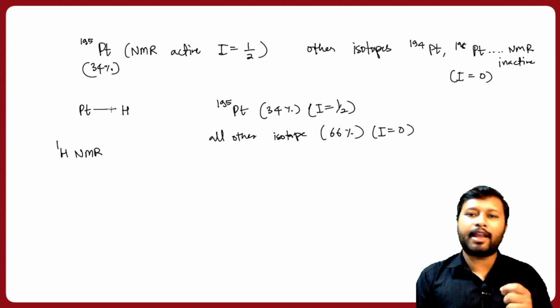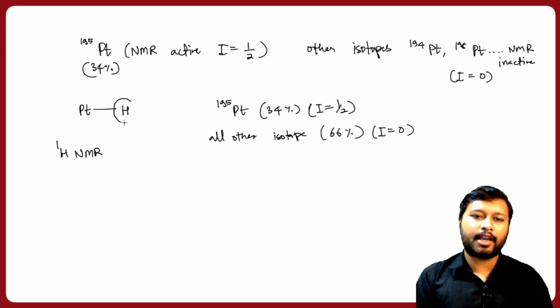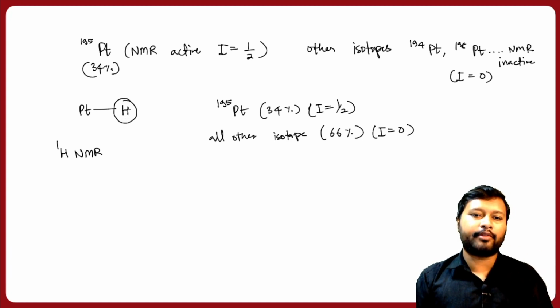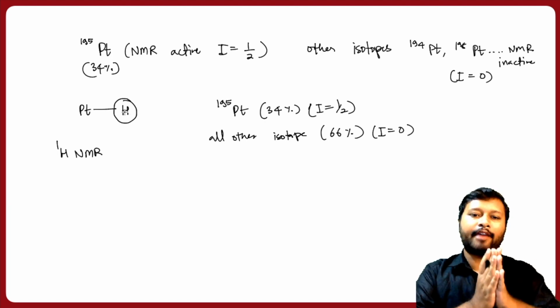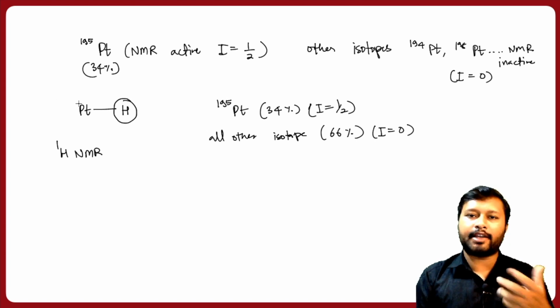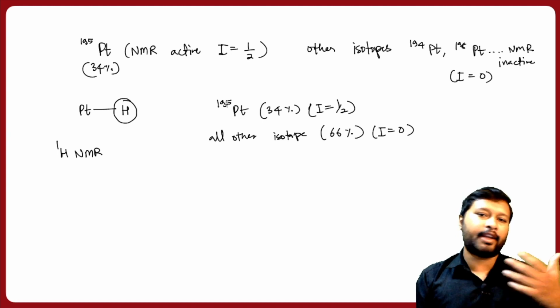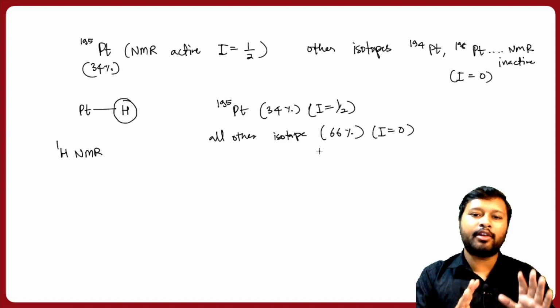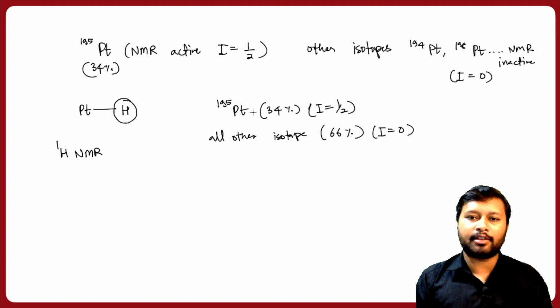So what will happen over here now? See, when you observe this hydrogen or this proton in the NMR spectrum, this hydrogen is going to have a splitting in its peak, and who is going to split that? Of course, this platinum is going to split that. Now which isotope is going to split it? So 195 will split it and the other isotopes will also split it.